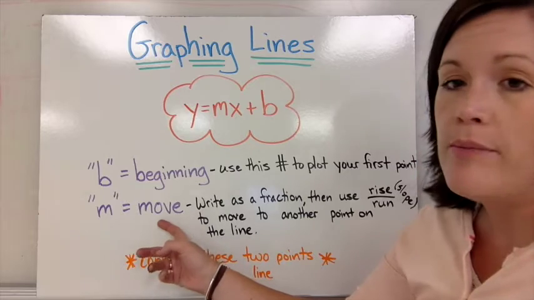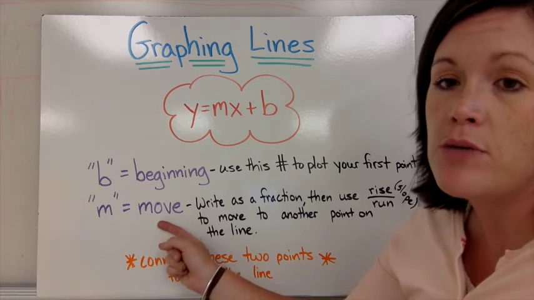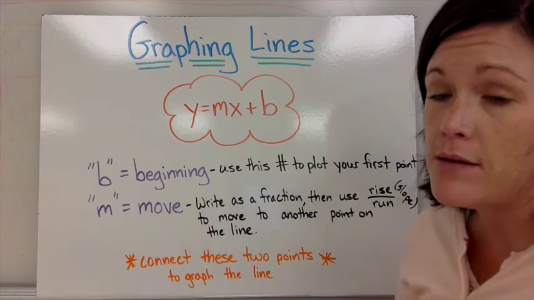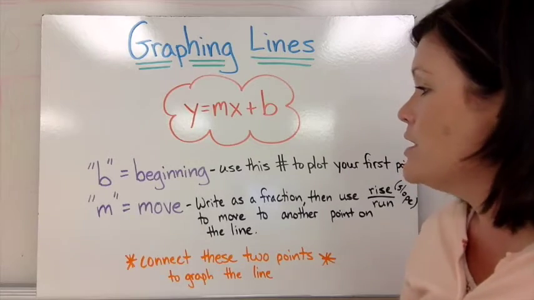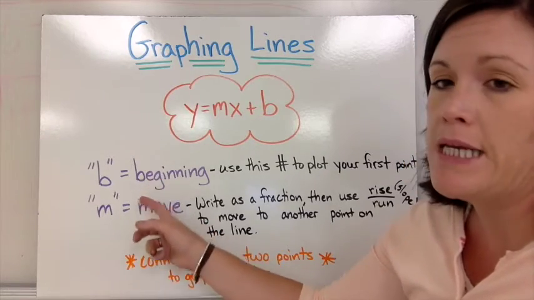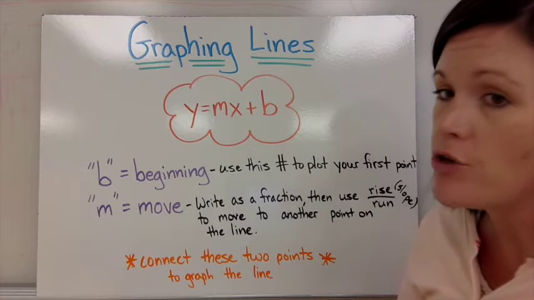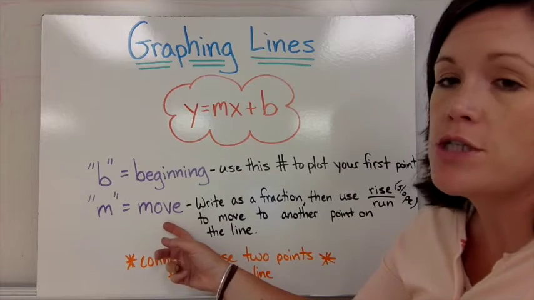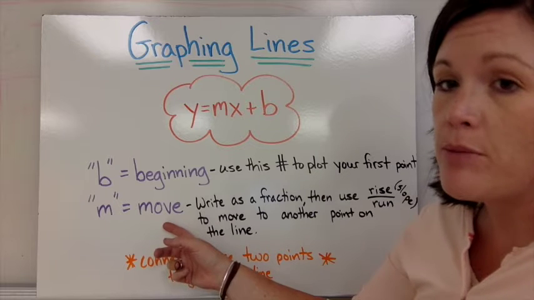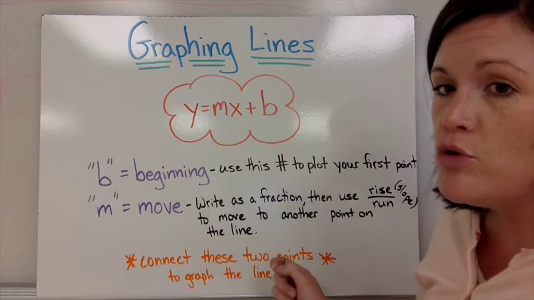M is how you're going to move from that point to get to another point in order to connect the dots and make your line. So think of m as the move. b is beginning, m is the move. Once you plot the b and you've begun your graph, you'll use m, which is our slope, to plot another point. So from b, you'll move to m.